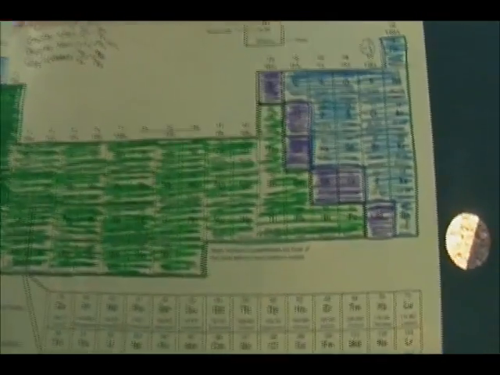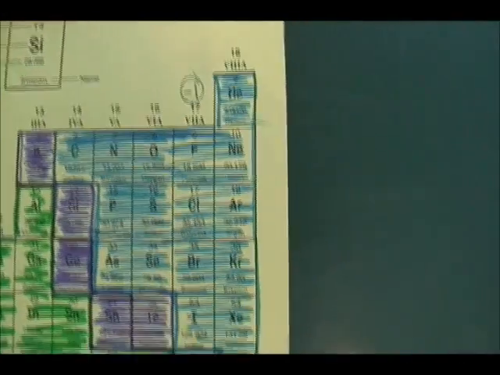Nonmetals are on the right of the table, colored in blue. They are generally gases, not shiny, dull, not heat or electricity conductors, but bromine is the only nonmetal liquid at room temperature.